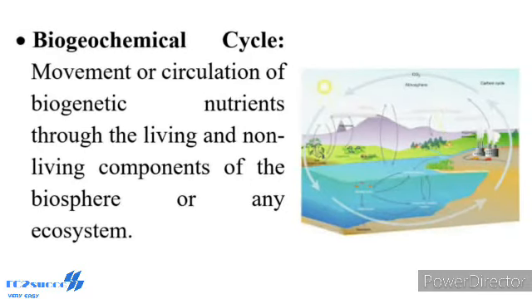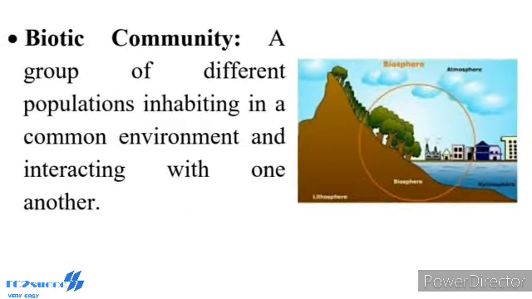Another one, biogeochemical cycle, movement or circulation of biogenetic nutrients through the living and non-living components of the biosphere or any ecosystem. Another one, biotic community, a group of different populations inhabiting a common environment and interacting with one another.